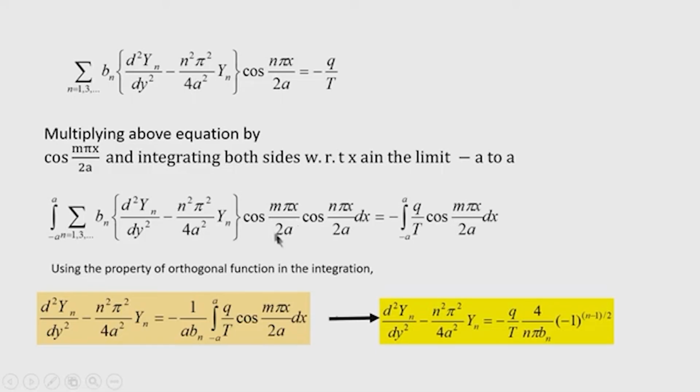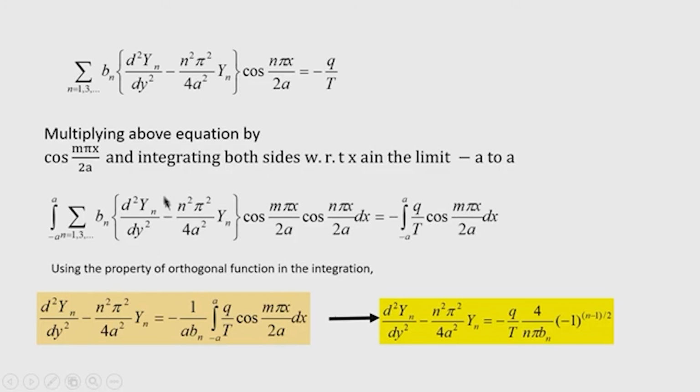Whatever integral is there, the integral here will be a, because the limit is minus a to a. So the integral value will be this a only. Now you can see that when m is not equal to n, all the integrals vanish, so we get only one term. In general we get b n into d square y n by dy square minus n square pi square by 4 a square into y n, into a, equal to q by T cos m pi x by 2 a dx.